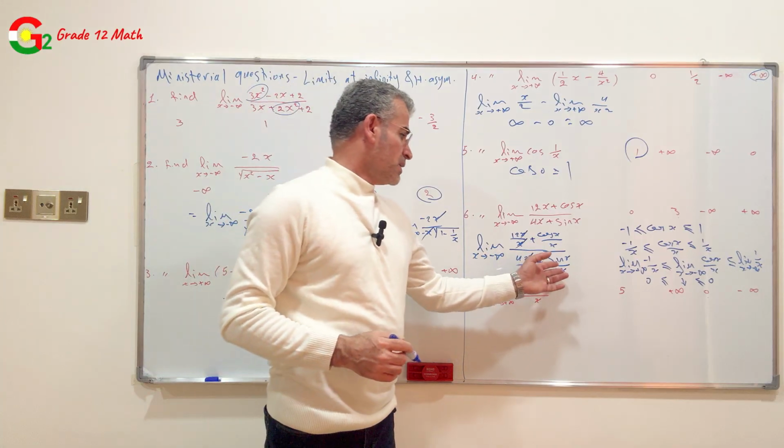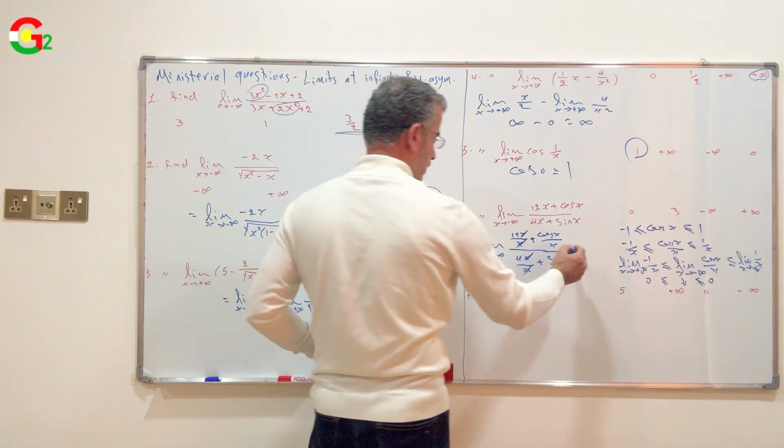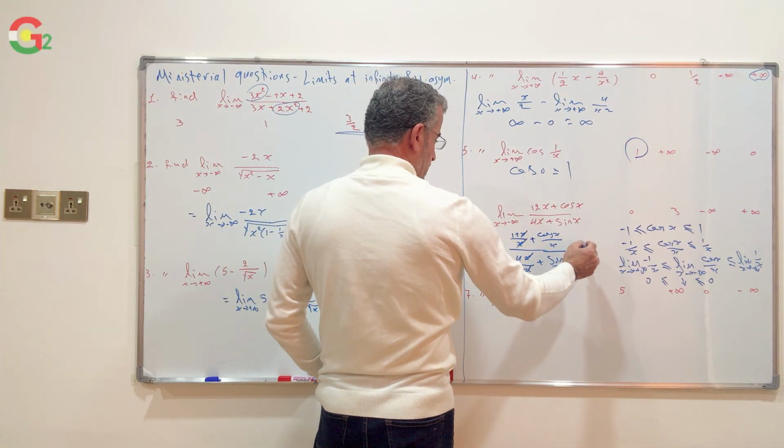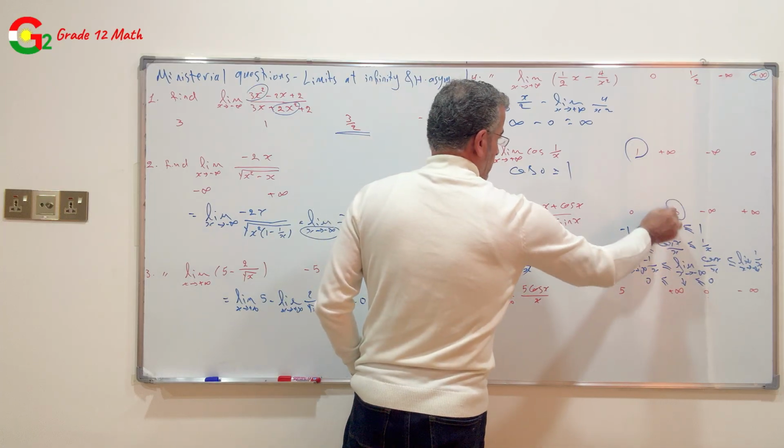In the same way, the limit of sine x over x when x approaches negative infinity is also 0. Then the result is 12 over 4 equals 3. Choice B.